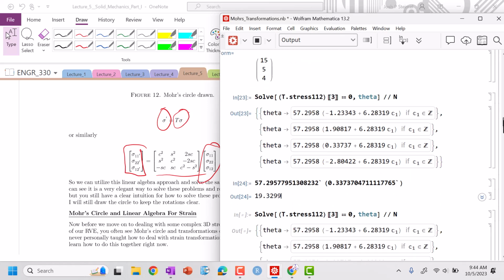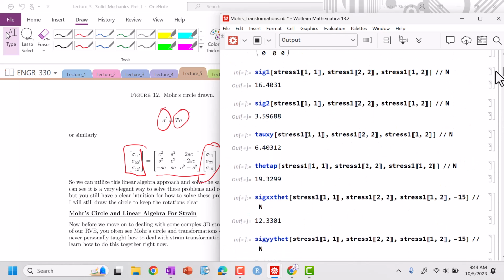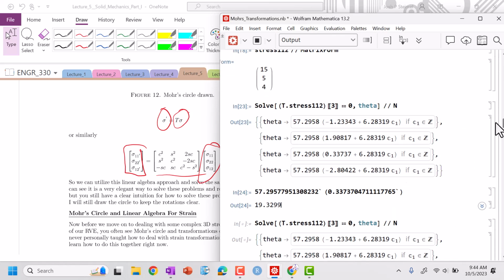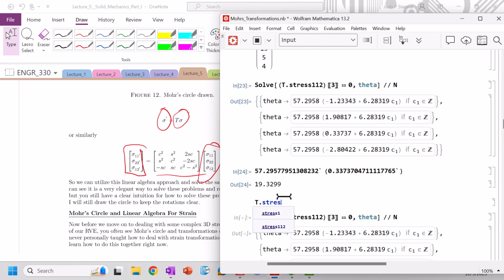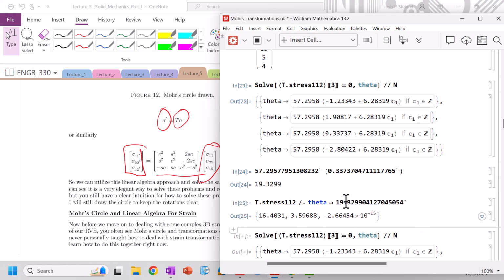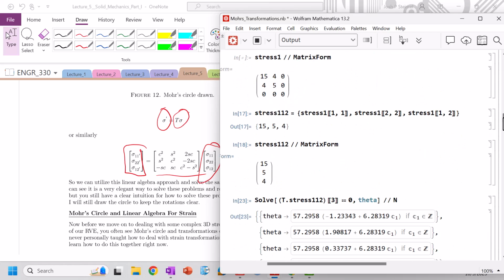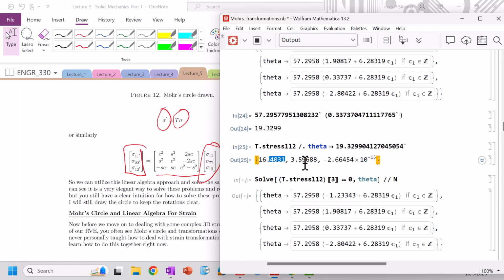And we can actually go up and check. Look at the angle here, 19.329. Same exact value. Excellent. So if I were to actually do T dot stress 1, 1, 2 with theta going to this angle, we can now see 16.4 would be my normal stress, which is the same one that we've found previously here. 16.4, 3.59. You can see that right here. 16.4, 3.59, and then our shear stress is effectively 0. 10 to the minus 15th is nothing. So we got it.